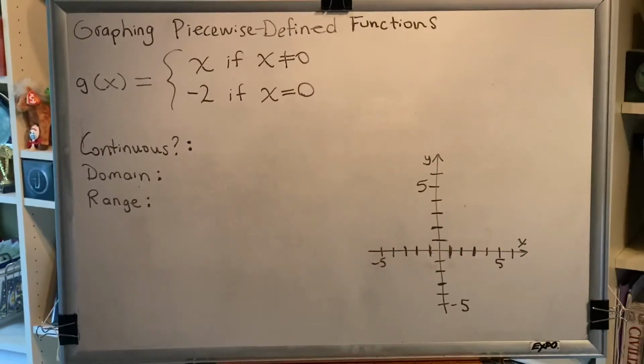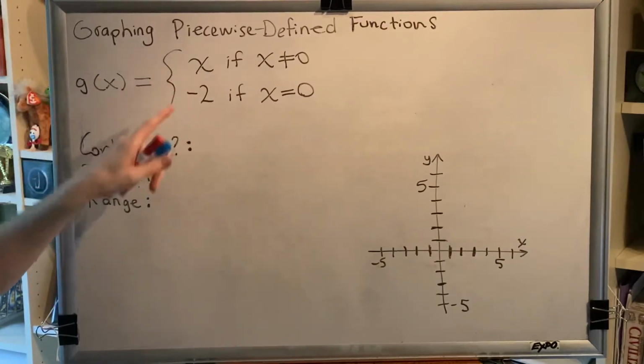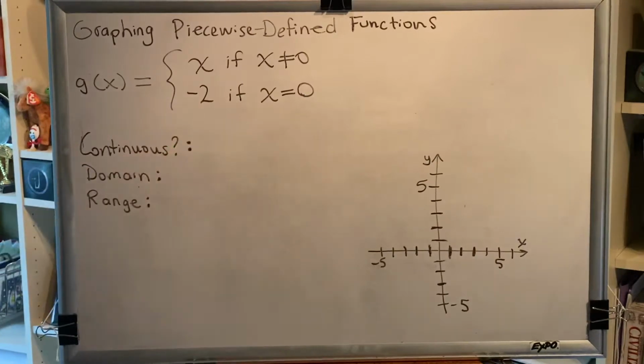The topic of this video is graphing piecewise-defined functions. Alright, let's go ahead and solve this problem. We have g of x equals x if x is not 0, and negative 2 if it is.